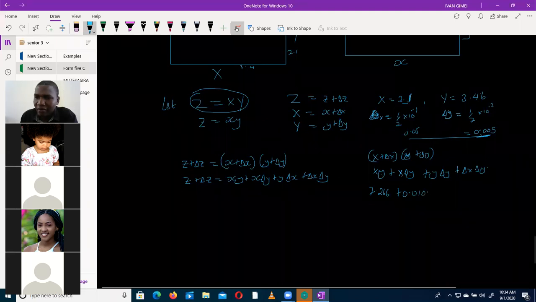Okay, it's 10 then 5. Then plus, what is this one? We're having 3.46 times 0.05, which gives us 0.173. Then lastly, get me this other one.